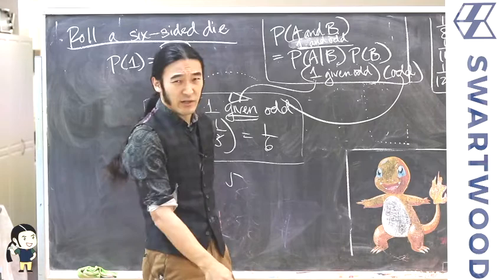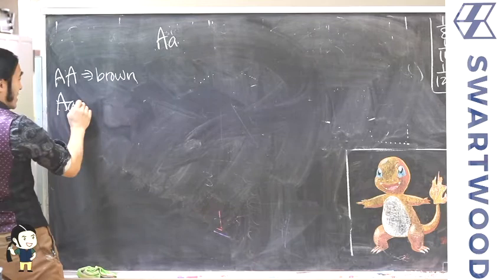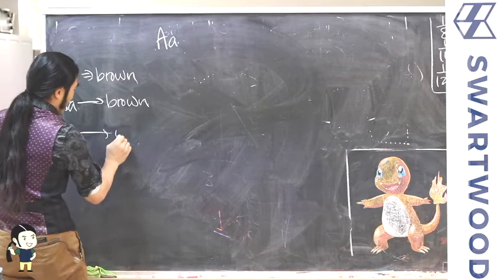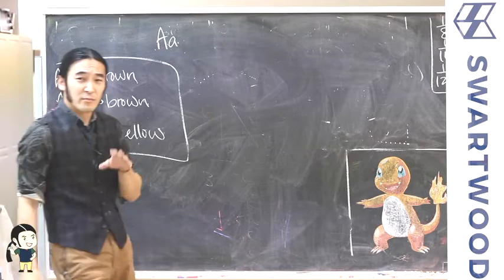This genotype will give you that phenotype. Over here, again, you're getting brown fur. And over here, you're getting yellow fur. And let's say you can end up male or female, and the probability there is a half.